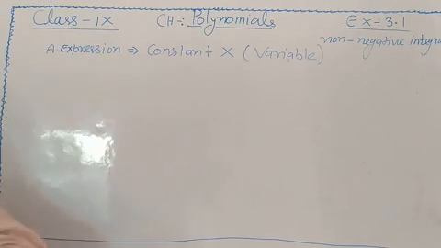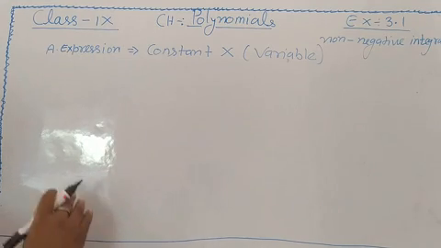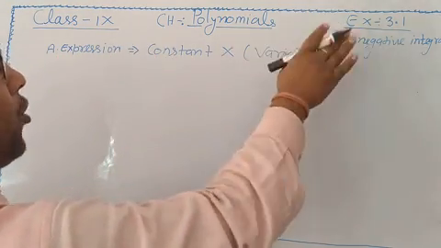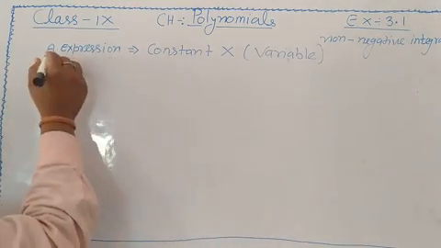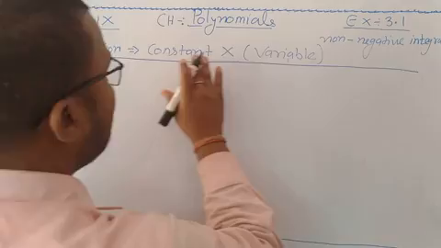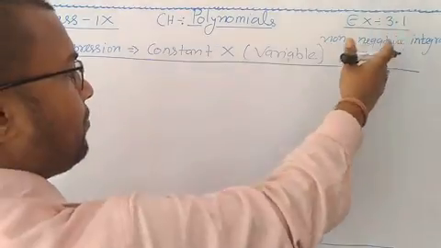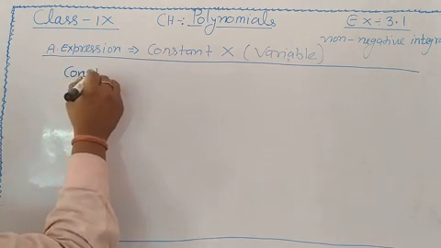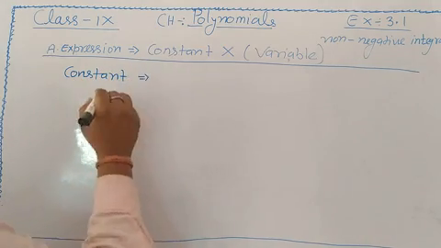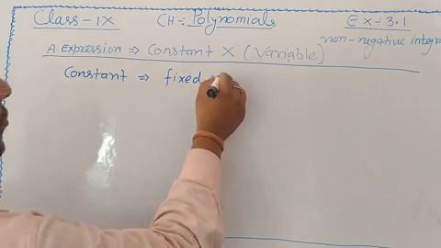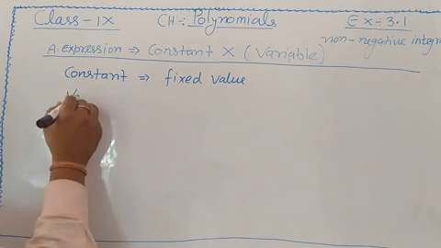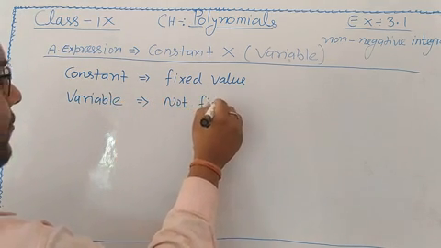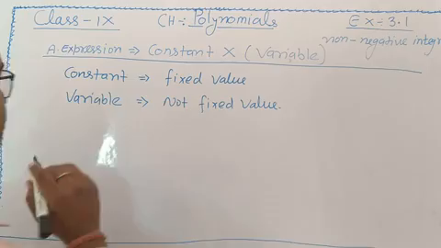Okay, students. Before defining the polynomial, a polynomial is also defined as a constant times a variable to the power of a non-negative integral. That means an algebraic expression is also defined as constant into variable to a non-negative integral power. Constant means fixed value, and variable means not fixed value.